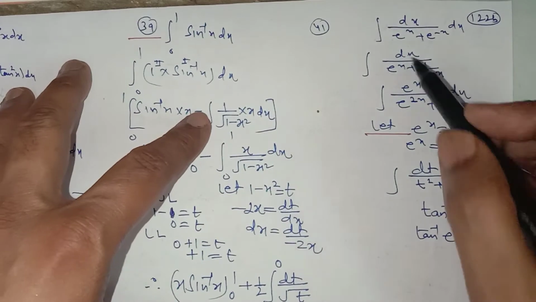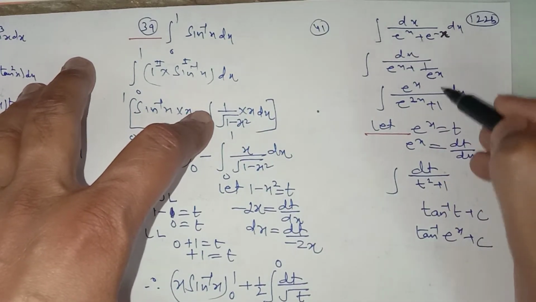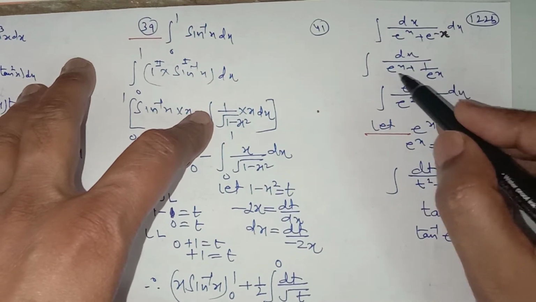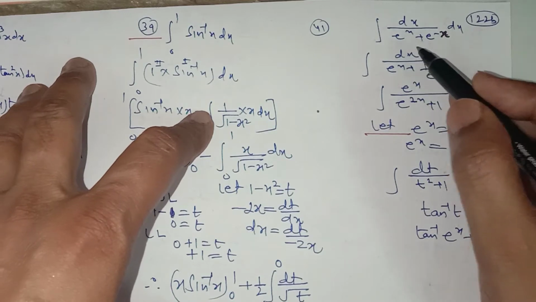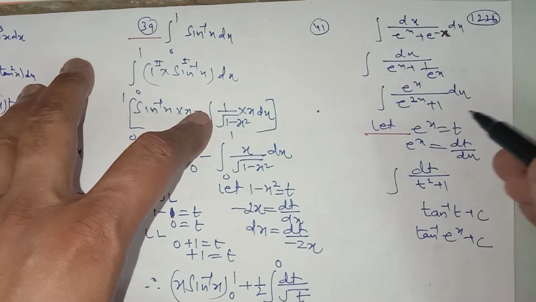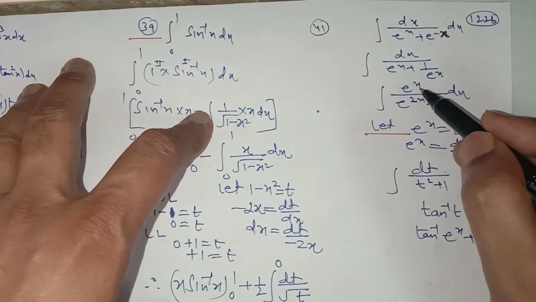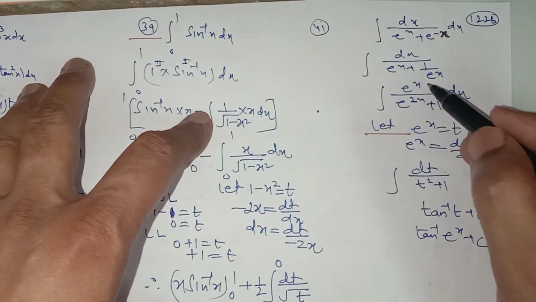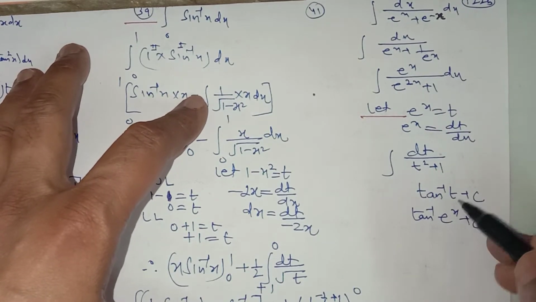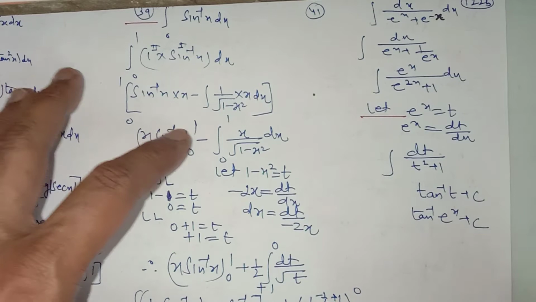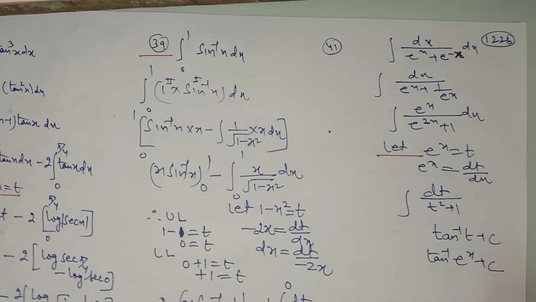Now in question number 41, you can make this e to the power minus x positive. You can write it as 1 upon e to the power x. Adding it, it will be e to the power x plus 1 upon e to the power x, and take e to the power x to the numerator and let e to the power x is equal to t. dt upon dx will be e to the power x, this will cancel out this e to the power x, and it will be 1 upon t square plus 1, which is tan inverse t, and replace the value of t, which is e to the power x. So it is somewhat a very easy question.